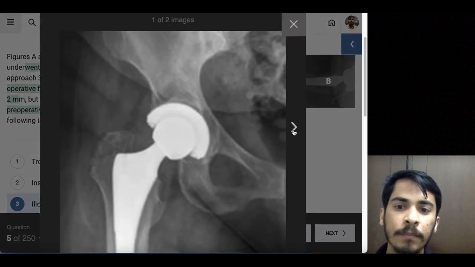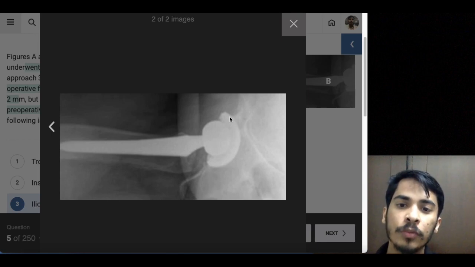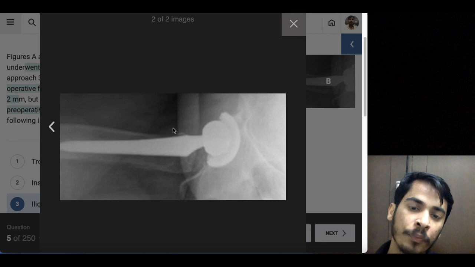AP looks okay. Lateral, we can see that there is an anterior overhang of the acetabular cup. If there is anterior overhang of acetabular cup on lateral view, cross-table lateral view, we can see that iliopsoas tendon will be going like this and getting inserted onto lesser trochanter.